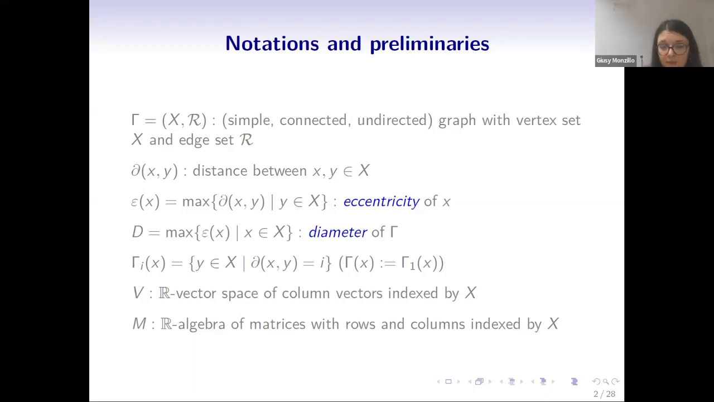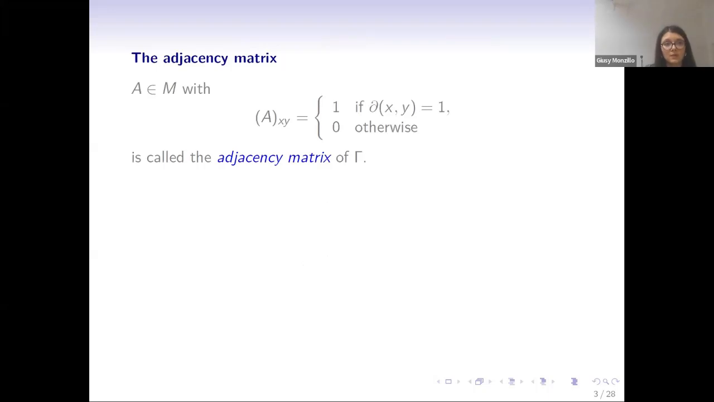Okay, once we have this framework, we can now recall two important matrices for our aim. First of all, a very well-known one, the adjacency matrix, which we call A, for the graph gamma. It's a 0-1 matrix, and the xy entry is 1 or 0 if, respectively, the two vertices x and y are adjacent or not.